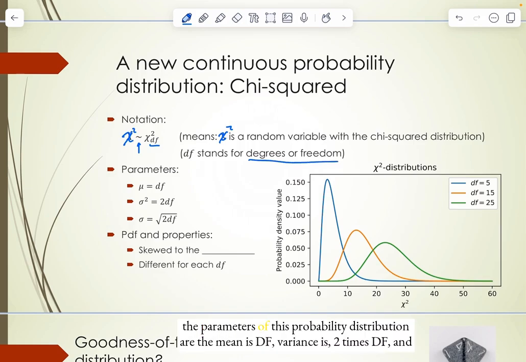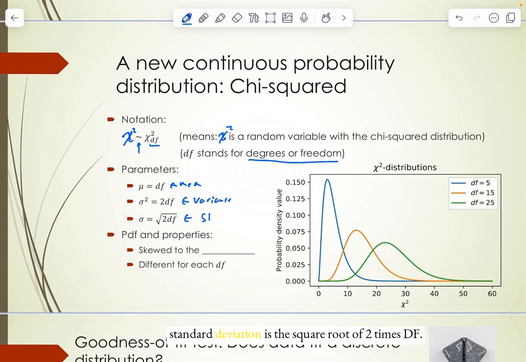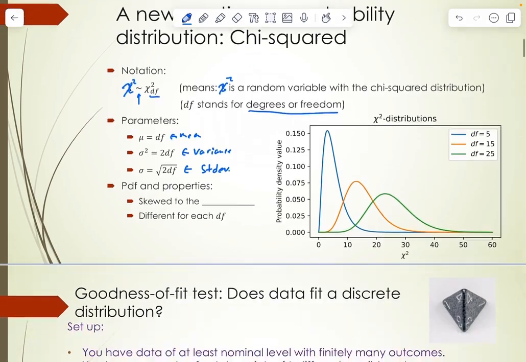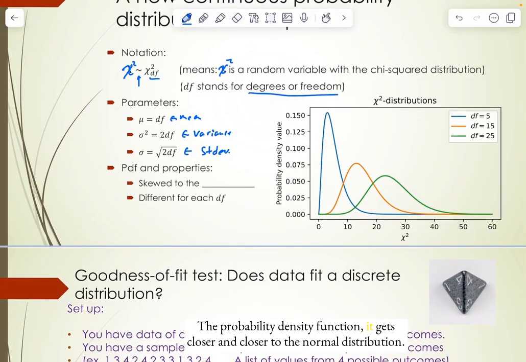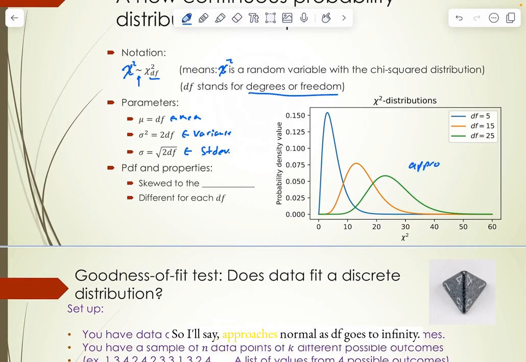The parameters of this probability distribution are: the mean is df, the variance is 2 times df, and the standard deviation is the square root of 2 times df. The probability density function gets closer and closer to the normal distribution. So it approaches normal as df goes to infinity. It is skewed to the right, and it's different for each df.